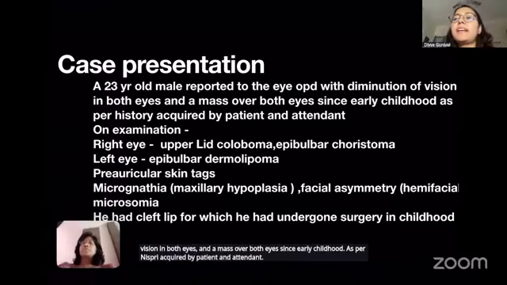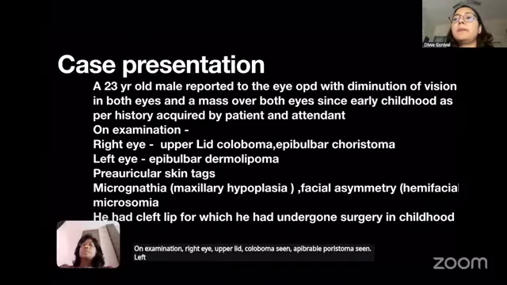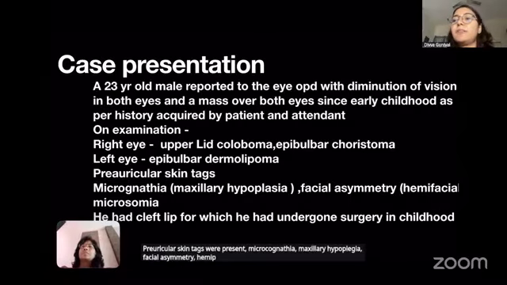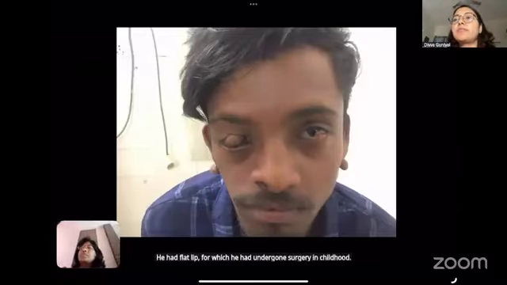On examination, right eye upper lid coloboma seen, epibulbar choristoma seen. Left eye epibulbar dermolipoma was seen. Preauricular skin tags were present. Micrognathia, maxillary hypoplasia, facial asymmetry, hemifacial microsomia was seen. He had cleft lip for which he had undergone surgery in childhood. This is the picture for the same.